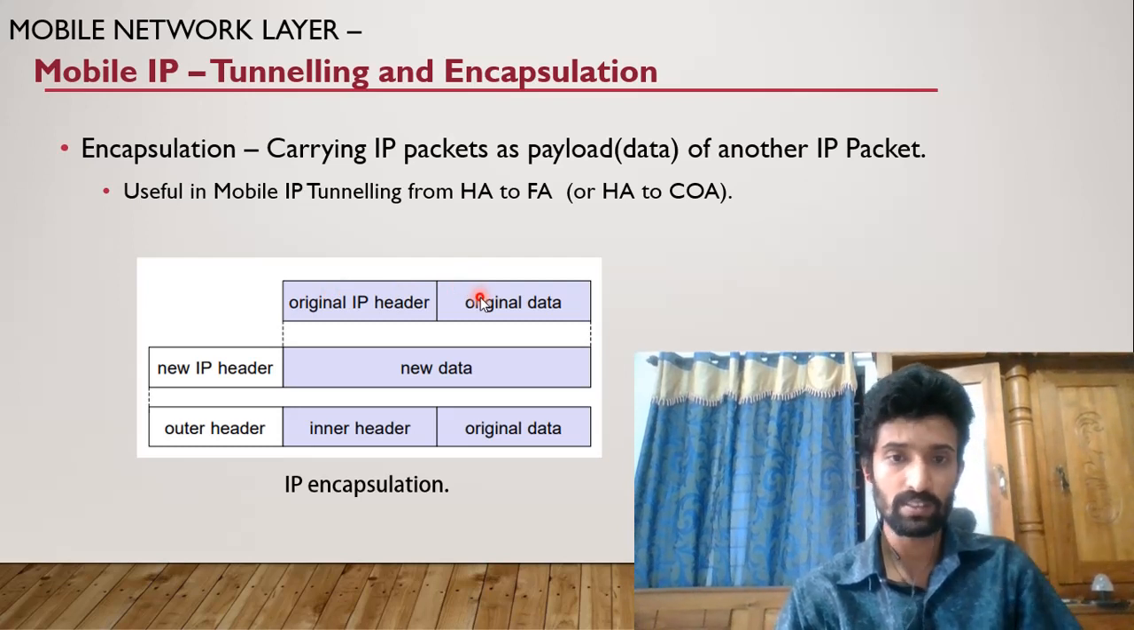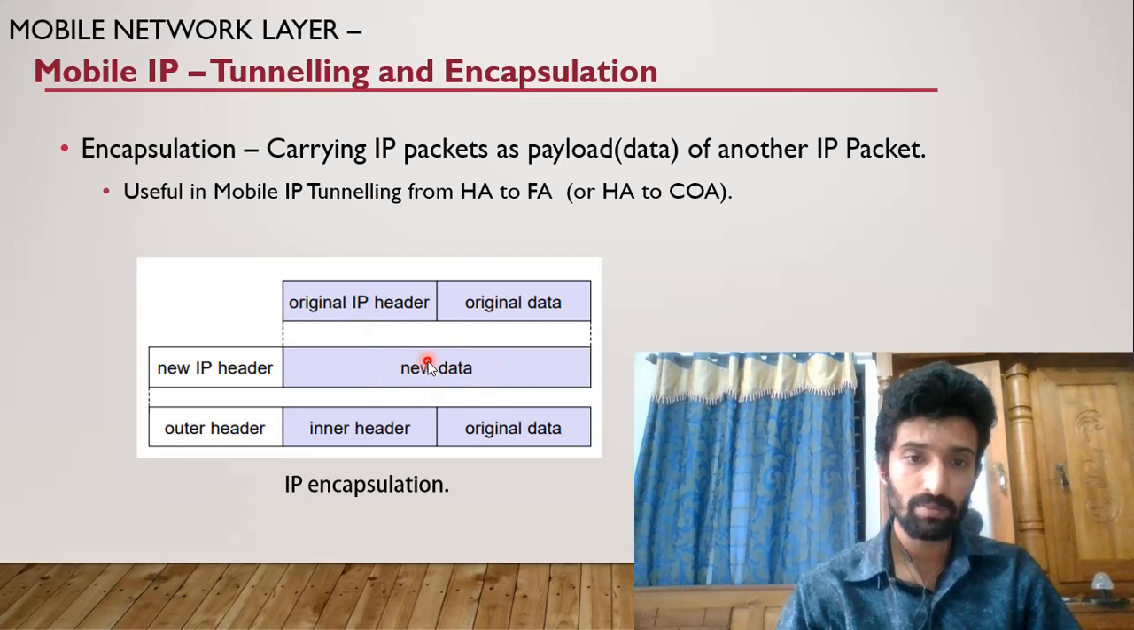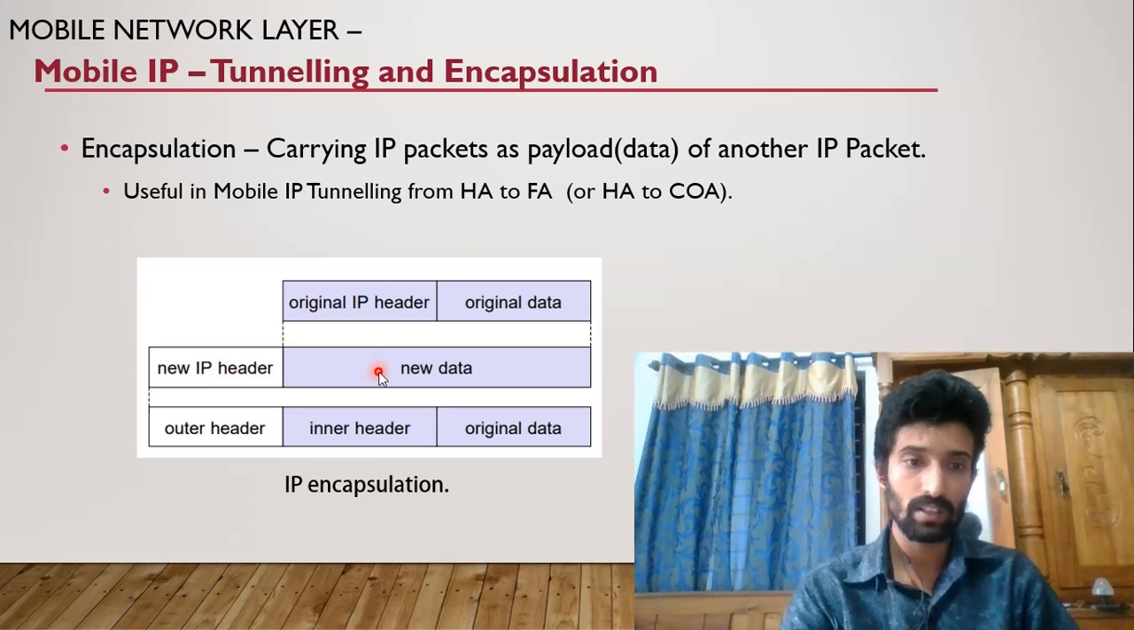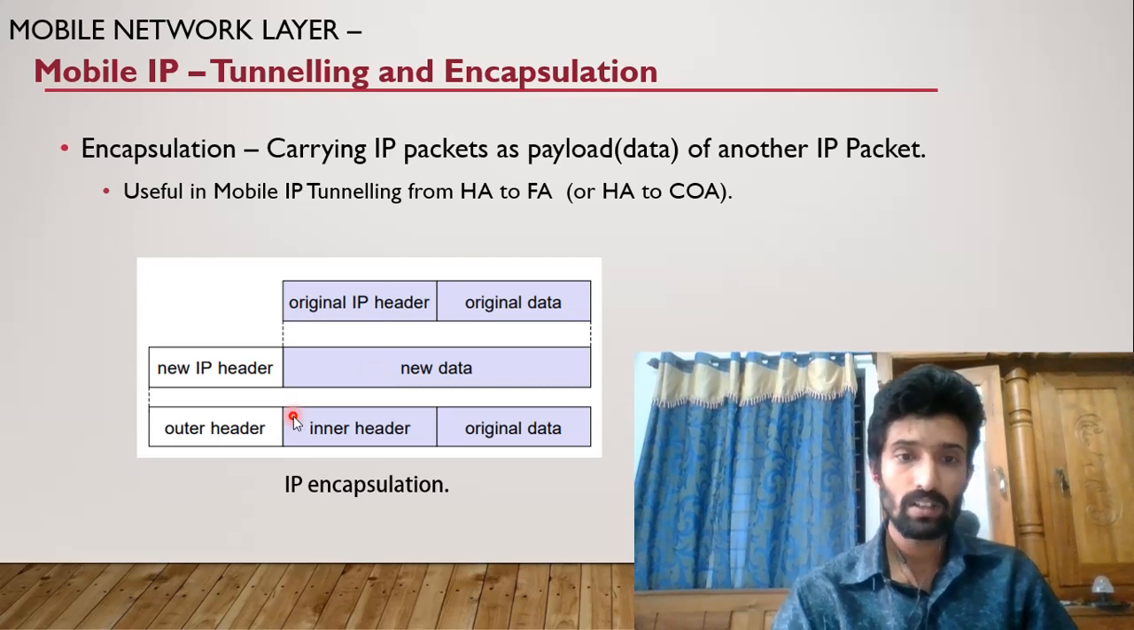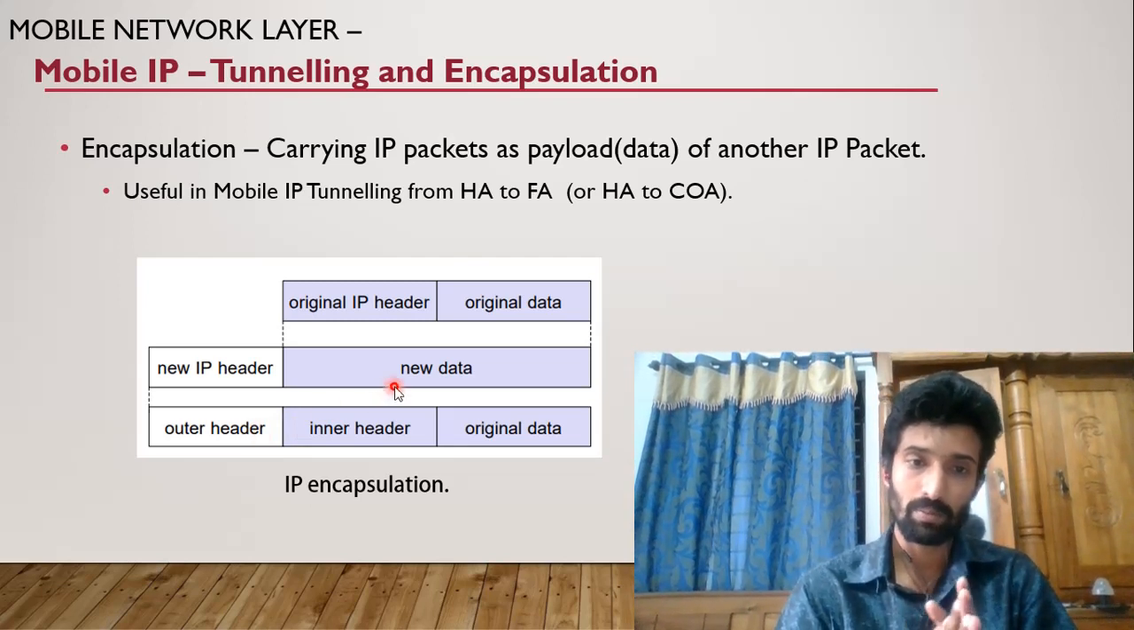Whenever it reaches the home agent, it will add a new IP address, which is the care of address, the same as the address of the foreign agent. The entire IP packet will be enclosed as the data part of the new IP packet. Now this particular packet can travel across the network, and it will reach the foreign agent. Whenever it reaches the foreign agent, it will see the data and understand that this is an encapsulated packet.